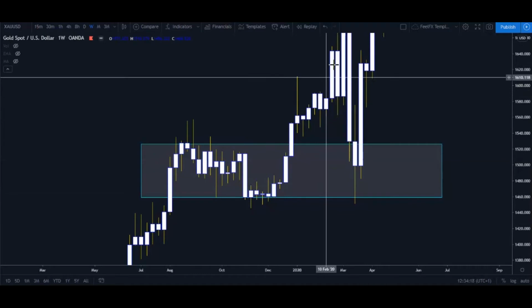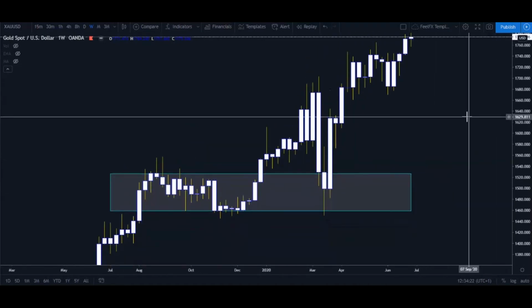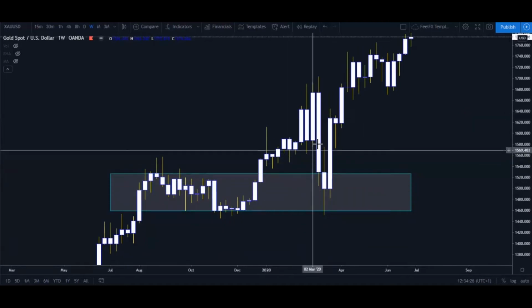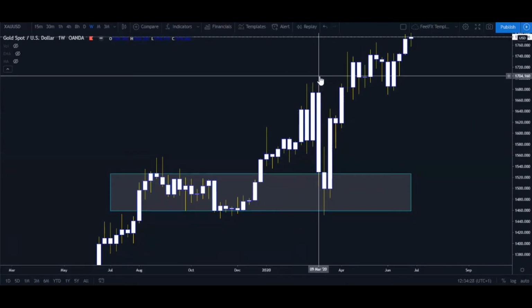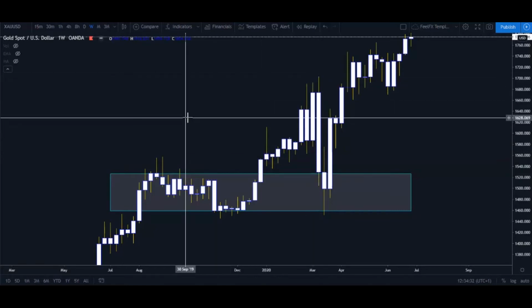We've broken out of this consolidation box. It almost seemed that we were not retesting this structure at all, whereas as soon as the pandemic got into Europe and started affecting the whole world, price came violently back down to retest the broken structure. So this is something that gold does most of the time.